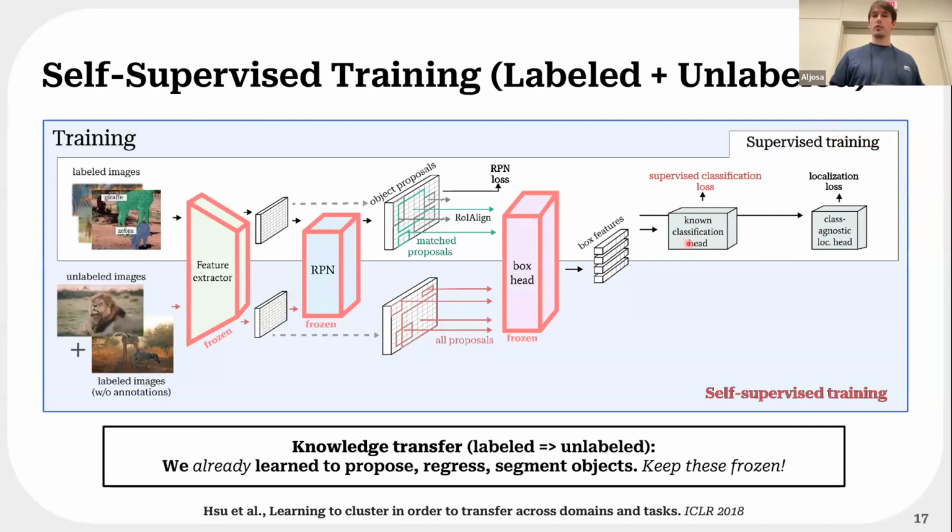So at this stage, we know how to propose objects, regress, and segment, and these are the components that we are actually going to keep frozen from here on. And we are really going to also rely on this notion that the network already learned to some degree how to categorize objects based on some labeled data, right? And actually, this is an important point, and this point is nicely made in this paper from folks from Georgia Tech, right?